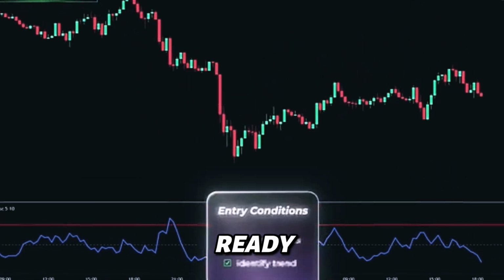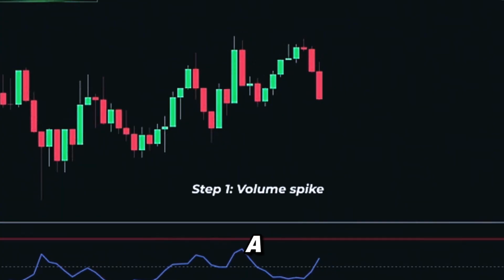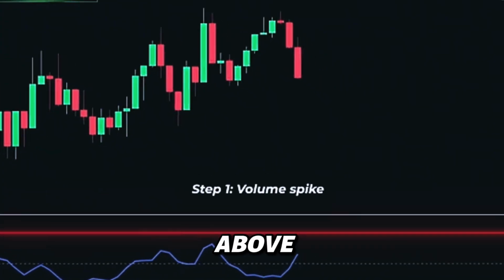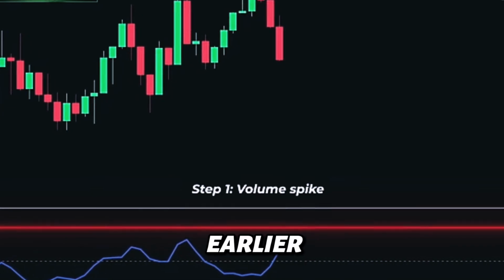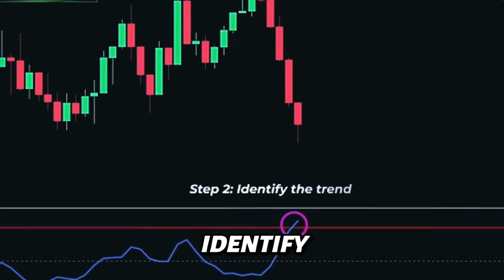Once the indicator is ready, let's break down the exact entry conditions. Step 1. We're looking for a setup where the volume indicator crosses above the 30% line we marked earlier. This shows us that there's a spike in volume. Step 2 is identify the trend that led to that volume spike. For example, here, we see that when the volume spike happened, market was in a downtrend.